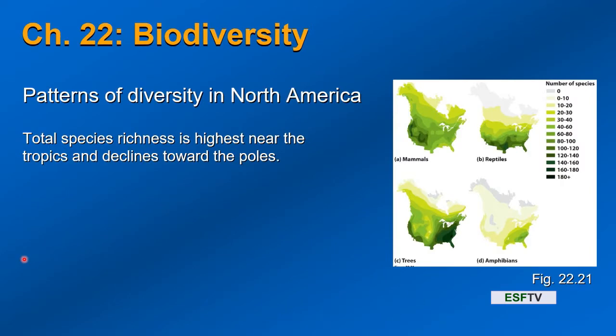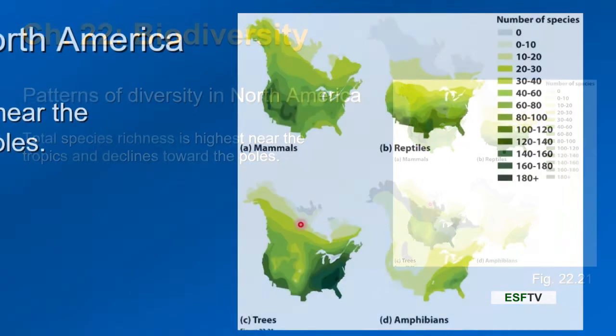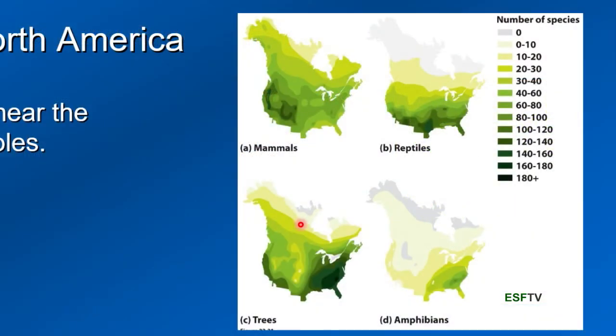We're going to start with the patterns of diversity in North America, and you can see that the total number of species is highest, you know this too, in the tropics, and it declines as you move towards the poles. Whether you're talking about mammals, reptiles, trees, amphibians, mushrooms, as you start near the tropics, the equator's down here, you get a pretty high level of diversity, and then it falls off as you move north, right? You know that. Okay.